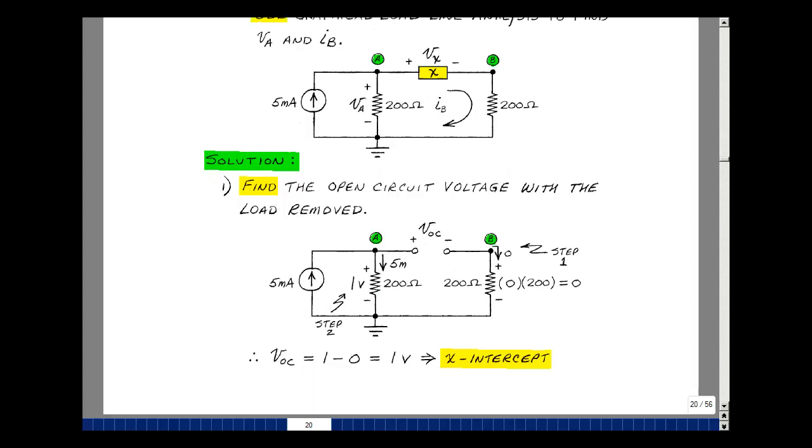Let's find the open circuit voltage by removing the element, solving for this voltage across here, which also is the Thevenin voltage. With this being an open circuit, there's no current here, so the voltage across here is 0. And then if this is an open circuit, all this current goes into here and creates a drop of 200 times 5 milliamps, which is equal to 1 volt. 1 volt minus 0 would be the x-intercept. Again, it's not the answer, which is simply one point on our load line.